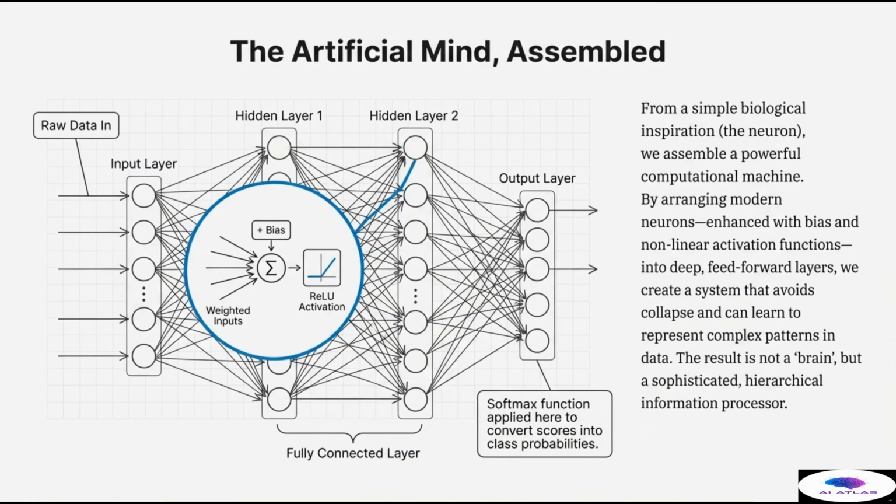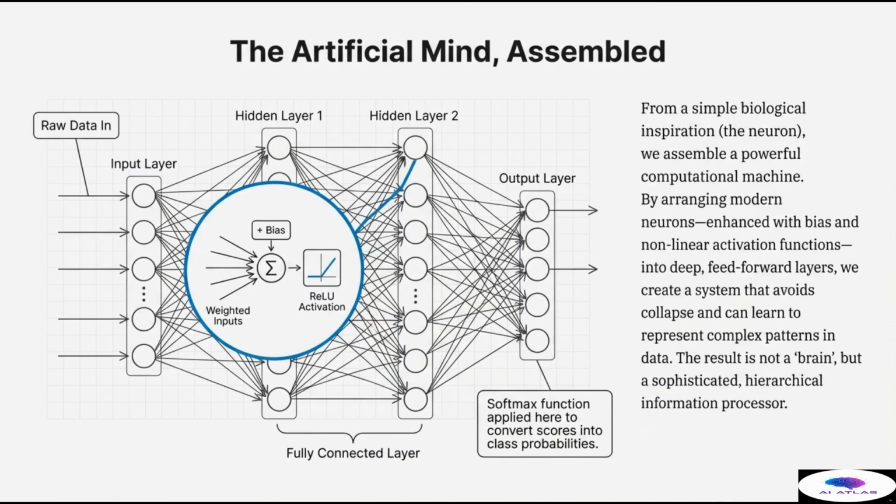Weighted inputs are summed, a bias is added to shift the decision boundary, and then a ReLU activation, or another nonlinear function, is applied. This nonlinearity is the secret ingredient that prevents the network from collapsing into a single, linear perceptron. By arranging these modern neurons into deep, feed-forward layers, we create a system that can avoid the fatal flaws of the past and learn to represent extremely complex patterns hierarchically in data. The first hidden layer might learn simple features, the second learns combinations of those features, and so on.